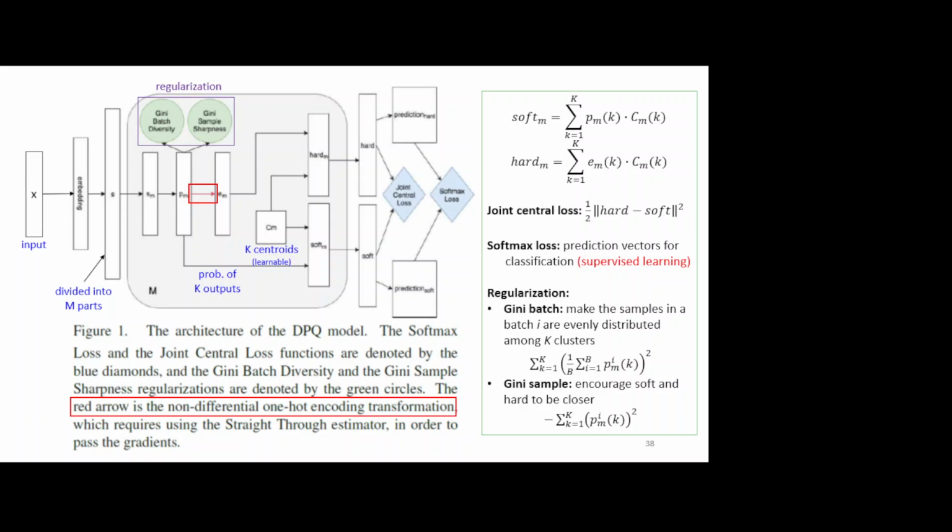Okay, suppose I have 4 clusters. So the probability of belonging to 1, 2, 3, 4 is like this. So what is the hard one? The hard representation will be the highest cluster. So it's this. It's hard. And what is soft? Soft is the same as the probability. This is soft.